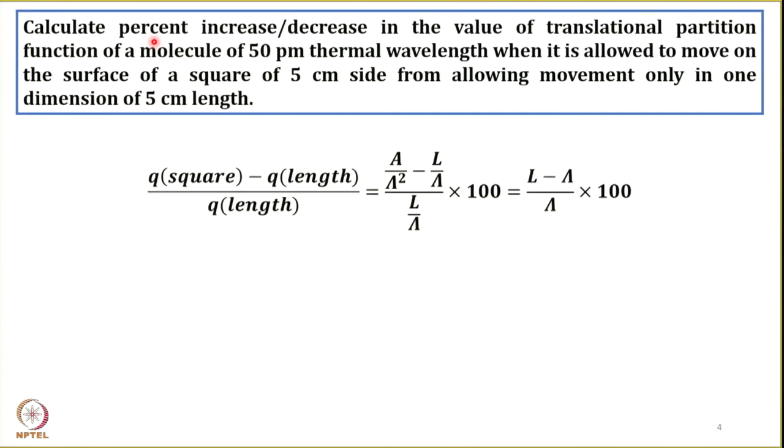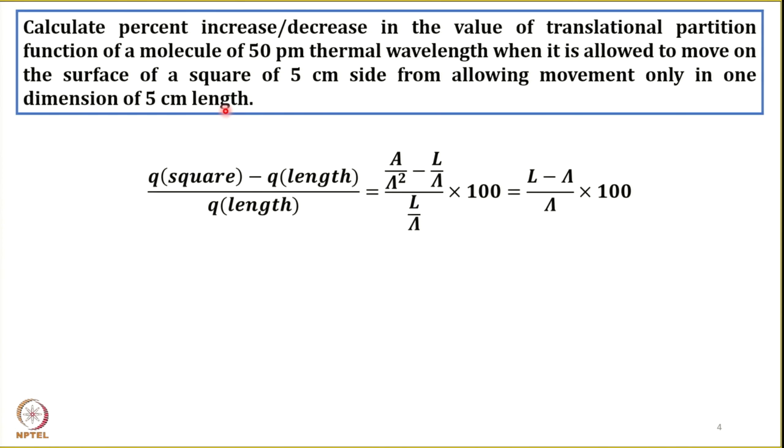Now let us look at a numerical problem which is based upon translational partition function. The question is, calculate the percent increase or decrease in the value of translational partition function of a molecule of 50 picometer thermal wavelength when it is allowed to move on the surface of a square of 5 centimeter side, from allowing movement only in one dimension of 5 centimeter length.